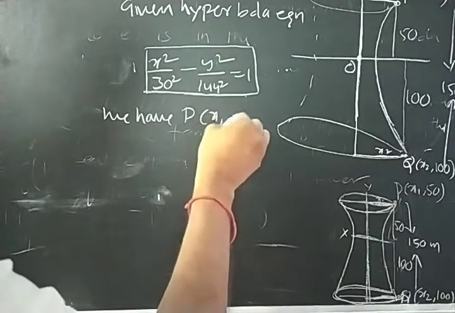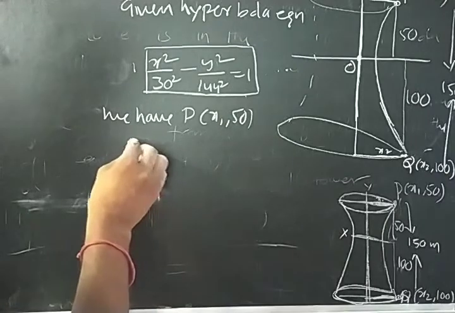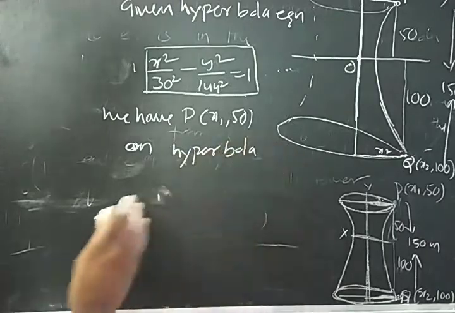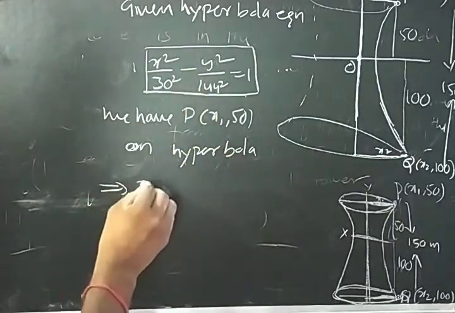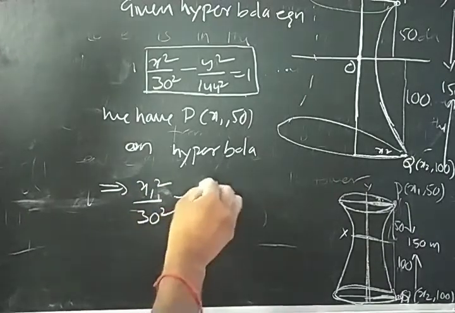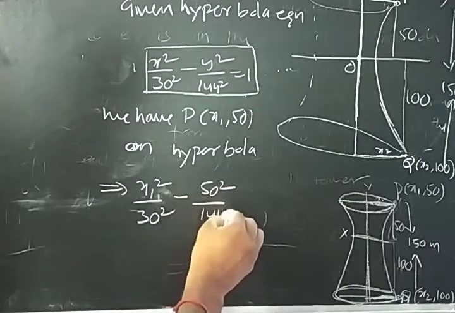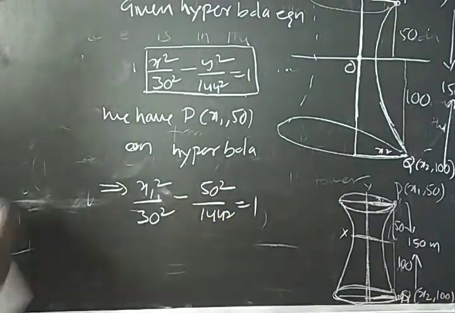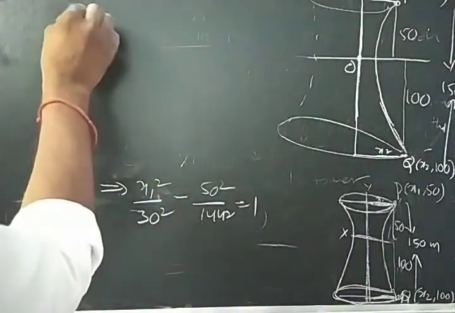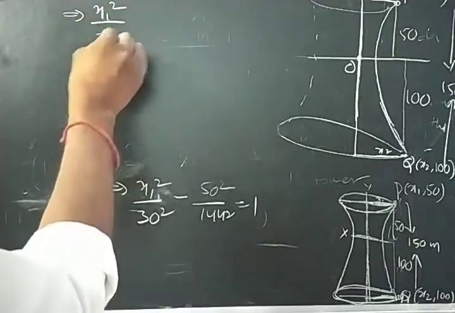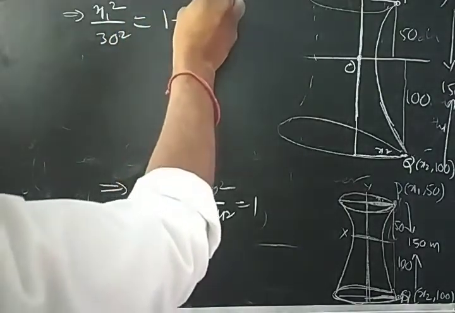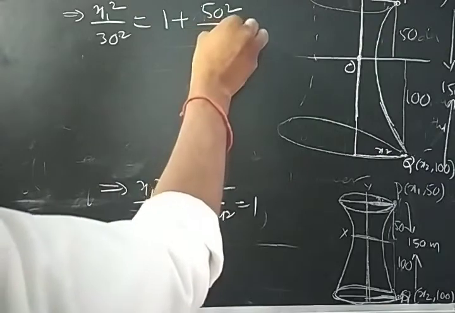Now we have P, x1 comma 50, on the hyperbola. Then substitute this point in this equation. You will get x1 square by 30 square minus 50 square by 144 square is equal to 1. Right? By simplifying, x1 square by 30 square is equal to 1 plus 50 square by 144 square.